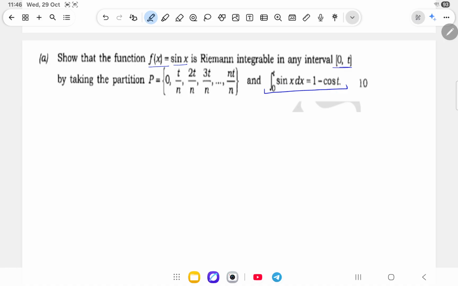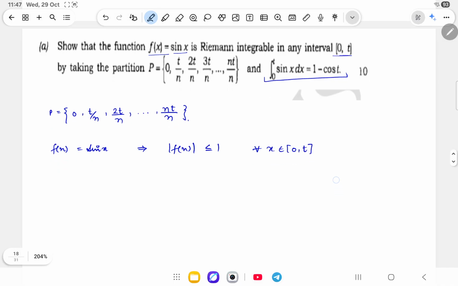First let us show that the function is Riemann integrable on any interval 0 to t. The partition P is given to us as 0, t/n, 2t/n, up till nt/n. We know that the function f(x) = sin x is bounded. Mod of f(x) is always less than or equal to 1 for all x belonging to [0, t]. So from here we can conclude that the function f(x) is bounded for all x belonging to 0 to t.